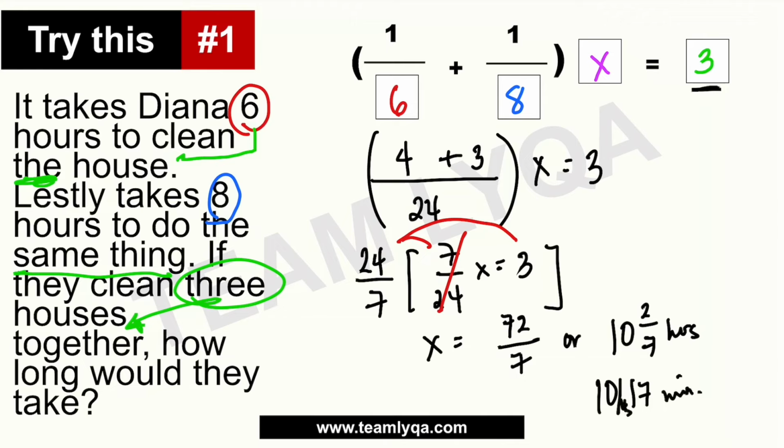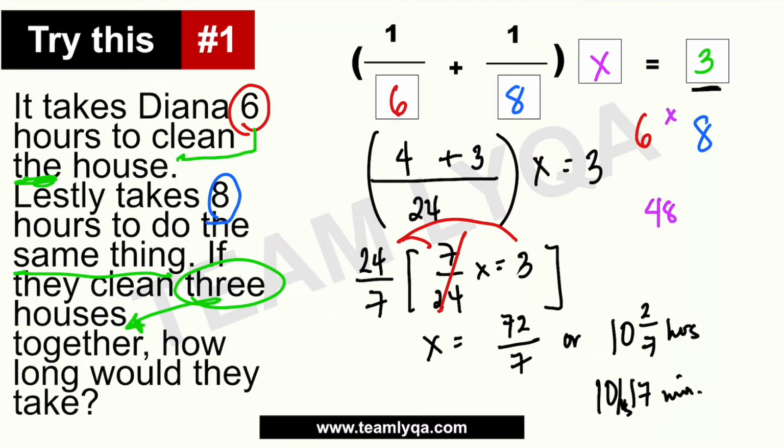So, 10 hours and 17 minutes. Okay? Now, again, if you want to use the speed technique, if you don't need a solution, it's the same thing. You have 6, you have 8. First thing that we're going to do is to multiply them. 6 times 8 is 48.